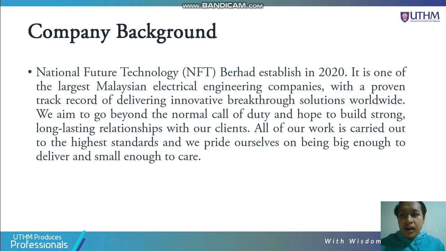For company background, the National Future Technology NFT Berhad is established in 2020. It is one of the largest Malaysian electrical engineering companies with a proven track record of delivering innovative breakdown solutions worldwide. We aim to go beyond the normal call of duty and hope to build strong, long-lasting relationship with our client. All of our work is carried out to the highest standard and we pride ourselves on being big enough to deliver and small enough to care.